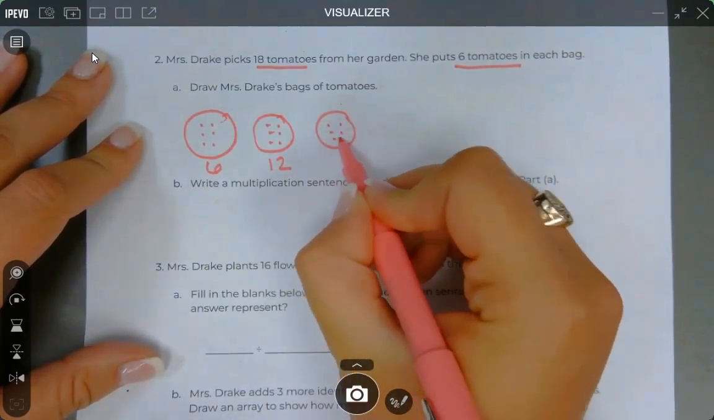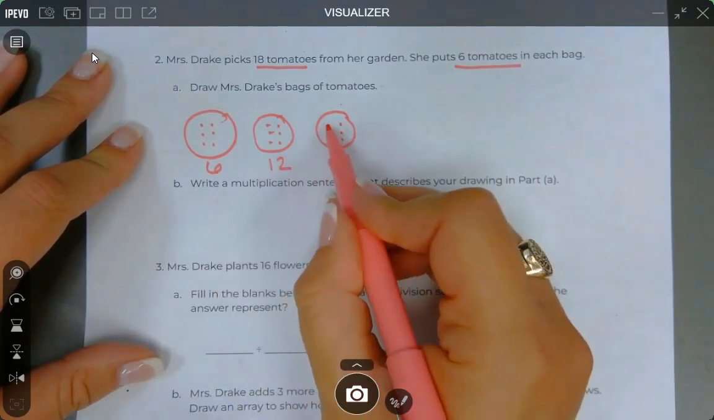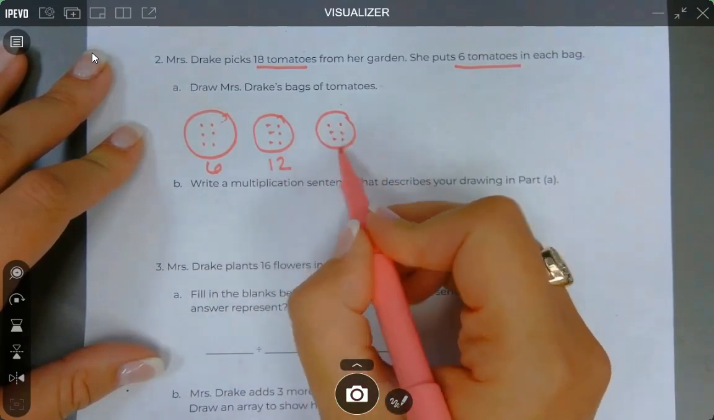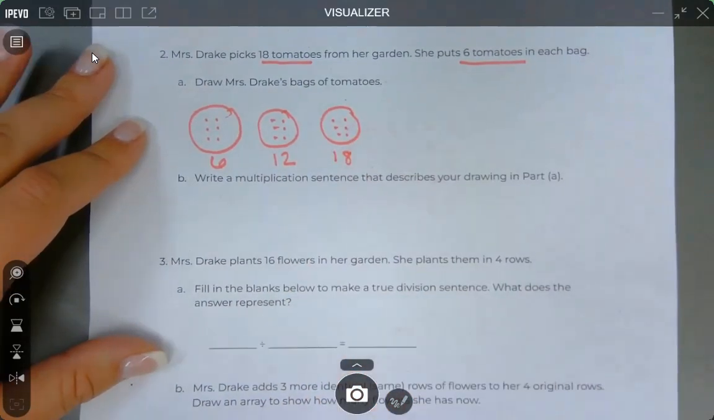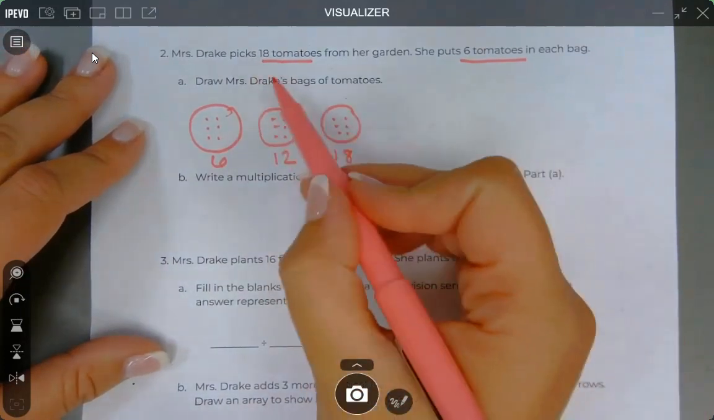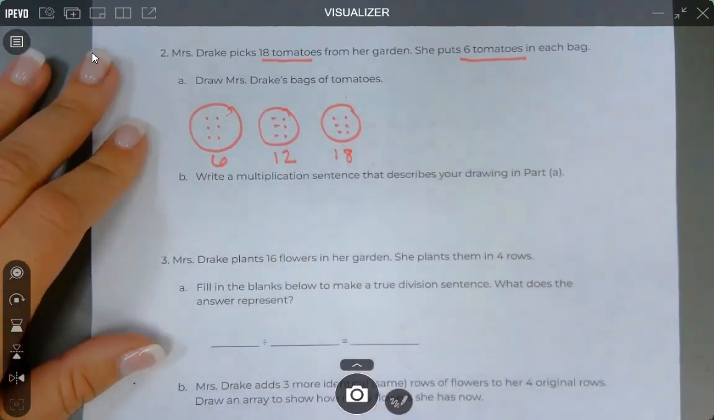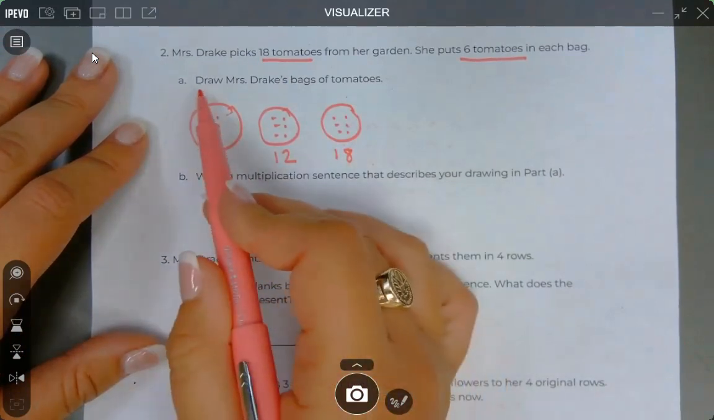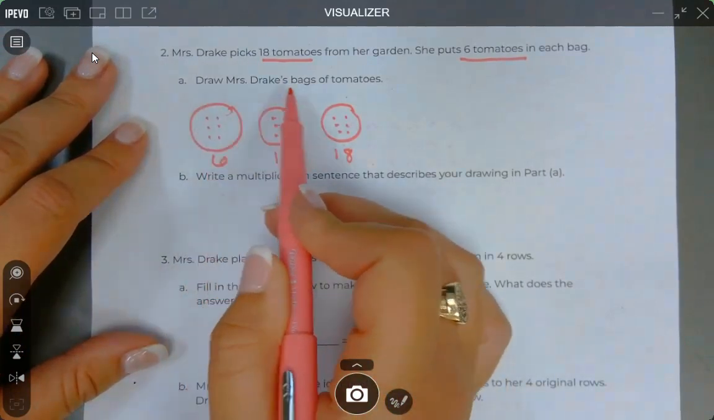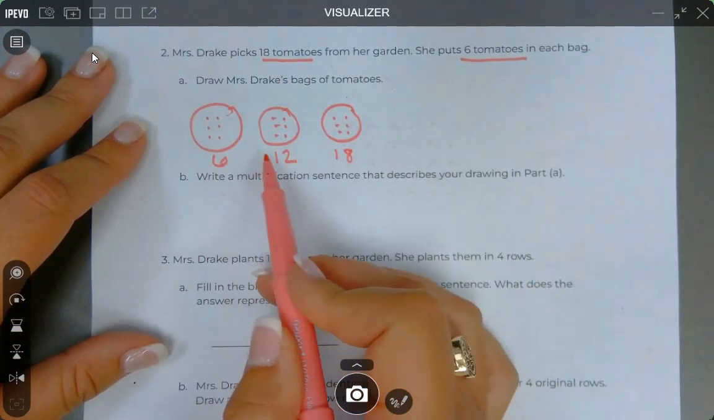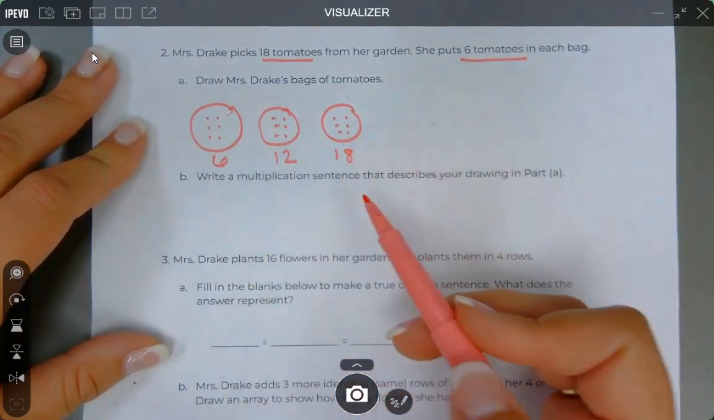Let's make another bag with 6. 12, 13, 14, 15, 16, 17, 18. I'm going to stop there because I've reached 18 tomatoes. All it said for letter A was draw Miss Drake's bag of tomatoes. I drew 3 bags of 6 tomatoes.